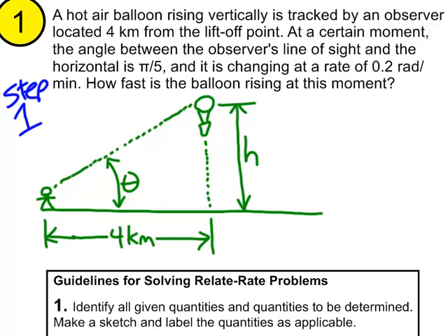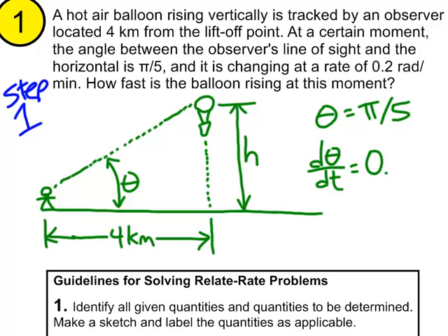Okay, so what do we need to write off to the side here? Let's see. We've got some of the information documented in the picture. We need to state that at the time that we're interested in, theta will be pi over 5. So here's where we capture that information, not on the picture. And we also capture that theta is changing at a rate of 0.2 radian per minute. So d theta, change in theta with an infinitesimal change in time, is going to be 0.2 radian per minute.